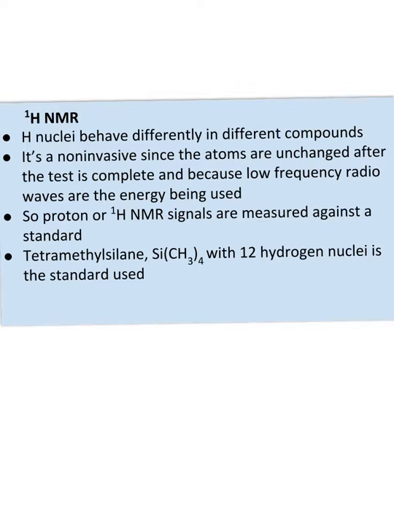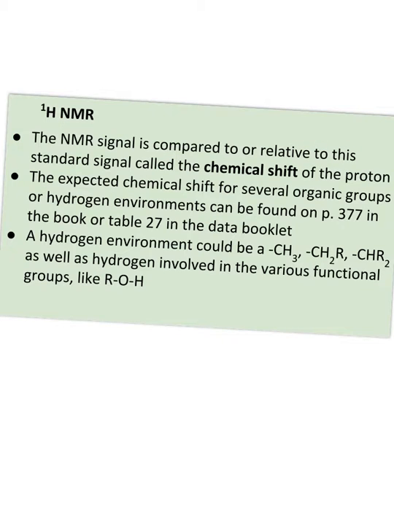So proton or hydrogen 1 NMR signals are measured against a standard, and that standard is typically tetramethylsilane, or Si(CH3)4, which has 12 hydrogen nuclei, all in a similar environment. So the NMR signal is compared to, or relative to, the standard signal from the tetramethylsilane, and it's called the chemical shift. The expected chemical shift for several organic groups or hydrogen environments are given in the book, page 377, or also in your reference table on table 27.